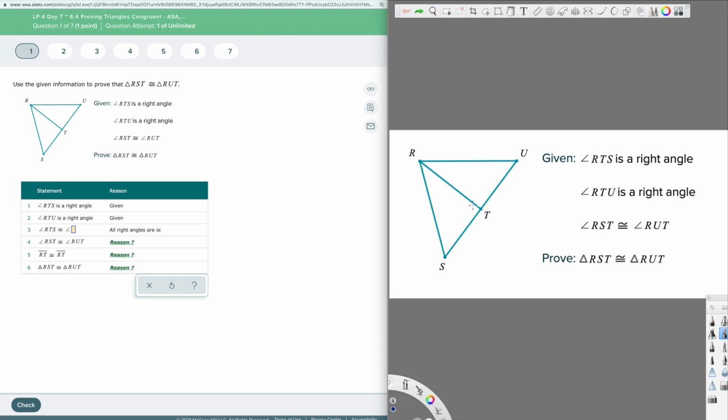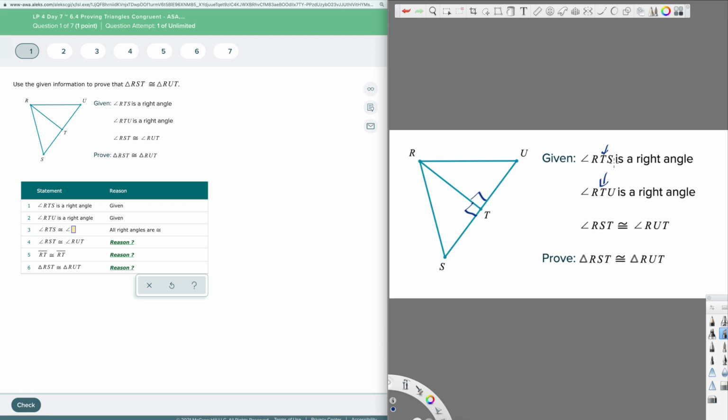All right, so we have this one, and we're given RTU is a right angle. So both of these are right angles, and T is in the center, which is why I'm marking it where the T is. That's the vertex, the actual angle that we're looking at. The R and the S, or the R and the U, these outside ones, those are the ends of the rays that create the angle.